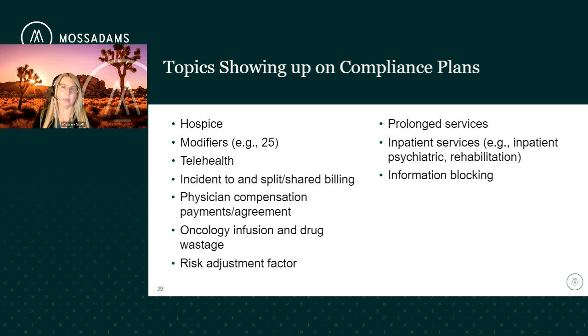Incident-to and split shared billing has been popping up quite frequently, with folks noticing they might have had some trip-ups in that area. Always taking a look at physician compensation payments and the agreements around that. Some of these other ones, we can read them. The risk adjustment factor, that's really big, especially with the changes. So anyways, these are just some of the ones. There's a whole slew of others, but how are these bumping up against what you're seeing and hearing at your organization?